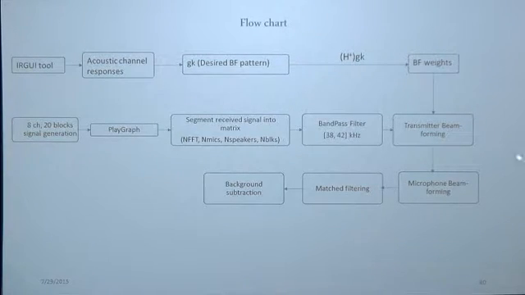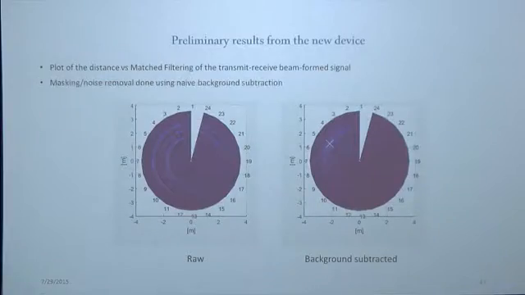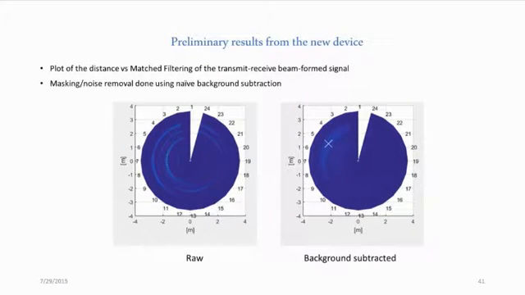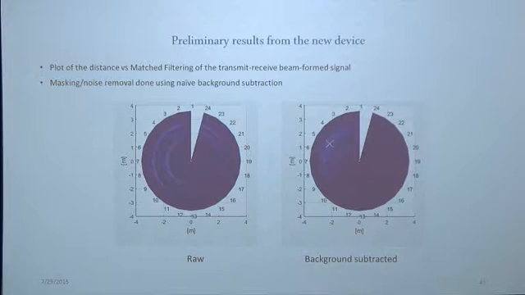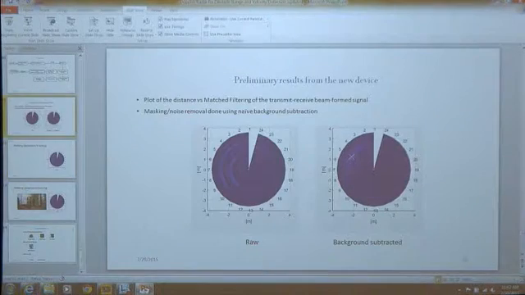And then we perform microphone beamforming, as you saw before, and then we perform matched filtering to again get rid of unnecessary reflections and noise. We perform a background subtraction, which you will be seeing in the next slide. So some preliminary results from this new device look something like this. The raw map of 360 degrees across 24 beams, and we do post-processing to remove the noise using a naive approach, which is basically background subtraction. So you can see that I play a quick video here.